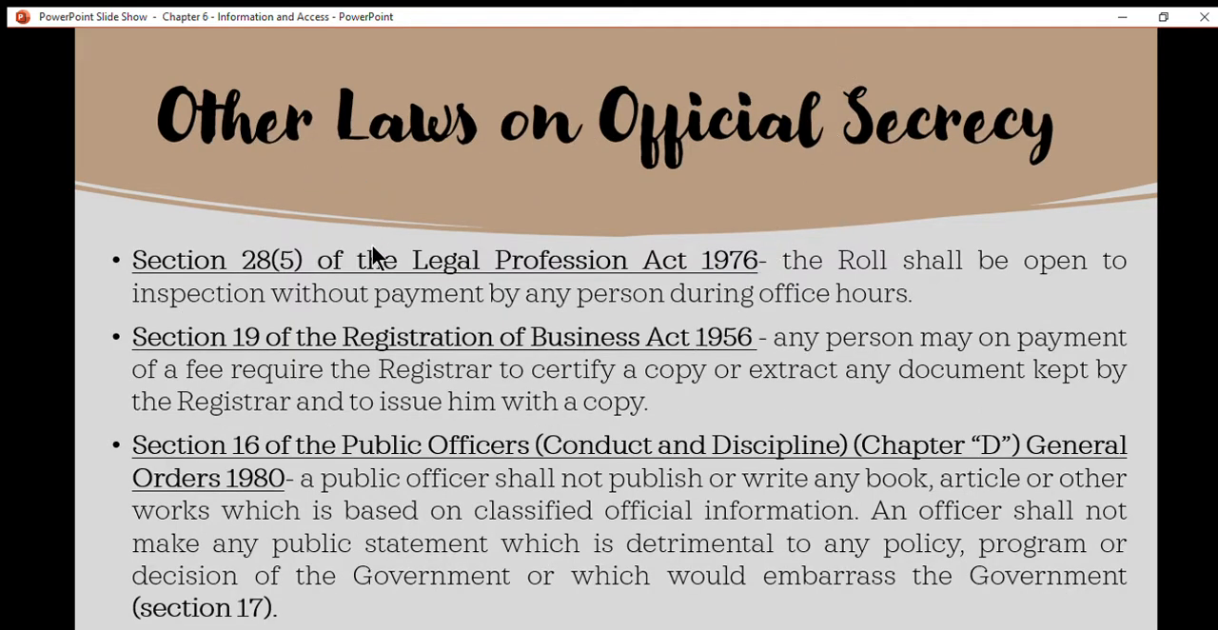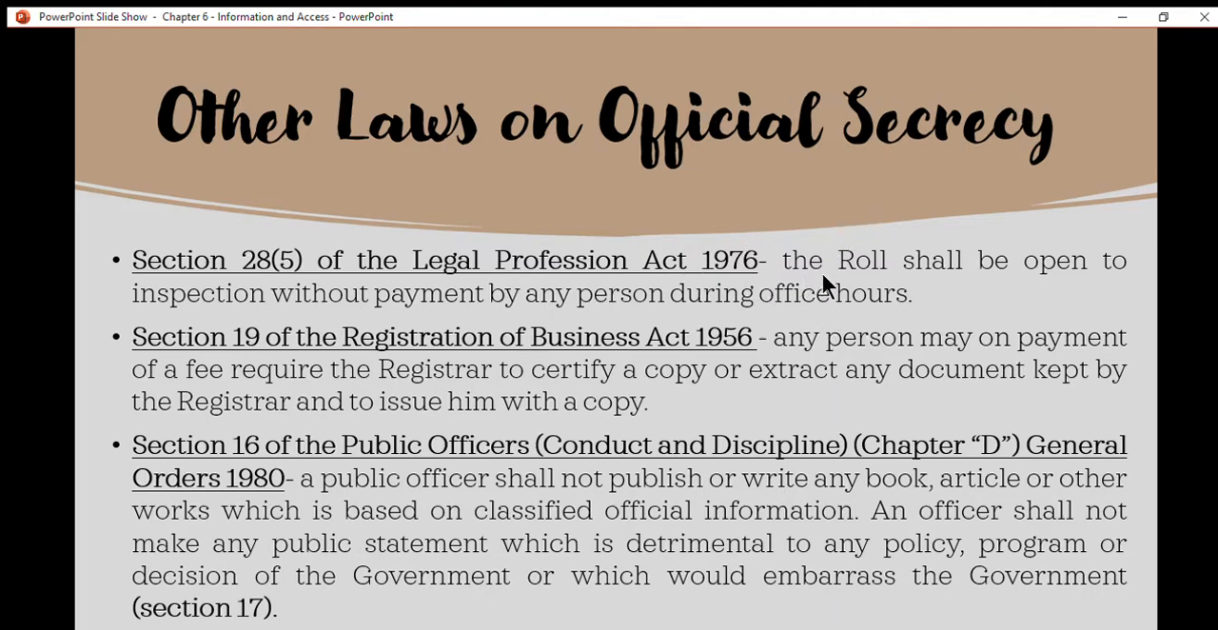Okay, here are some other laws on official secrets. For example, we have Section 28, Subsection 5 of the Legal Professions Act 1976. The roll here means a scroll. The scroll belongs to the lawyers, normally like a certificate. It will state the date, name, and admission as a lawyer. And this roll shall be kept with the Registrar of High Court.